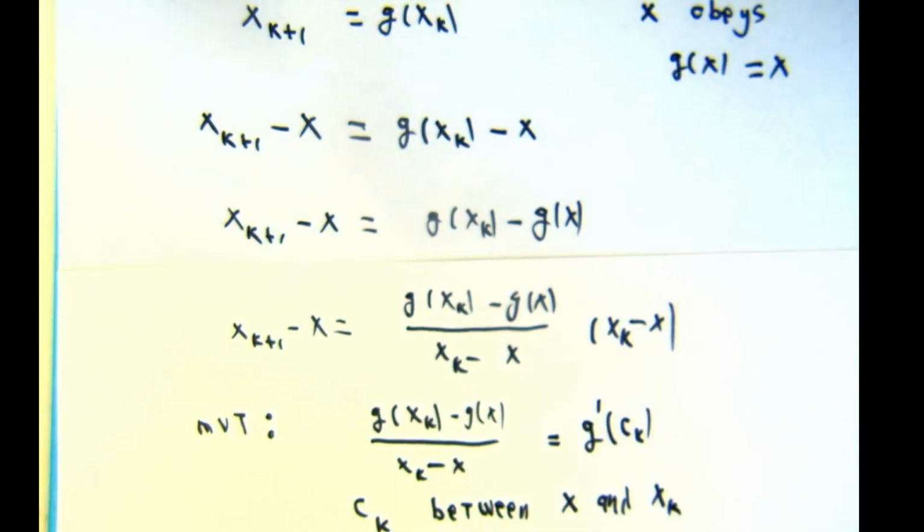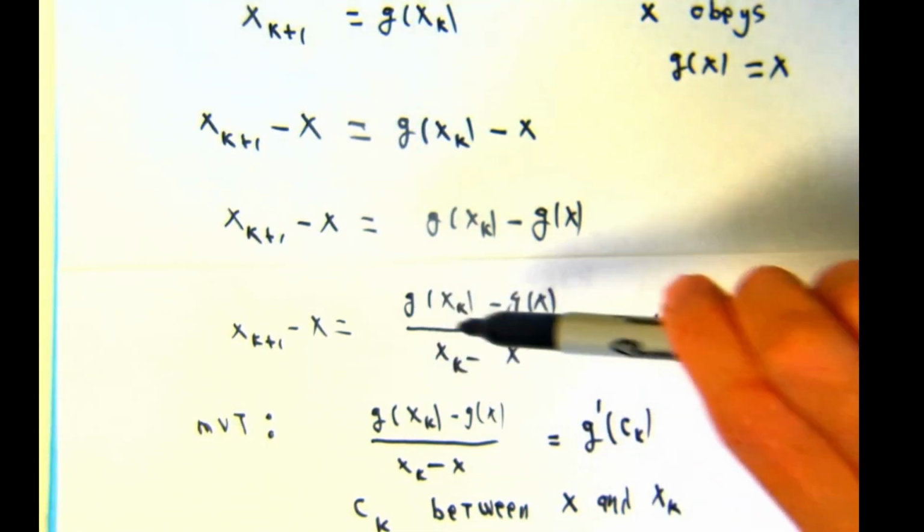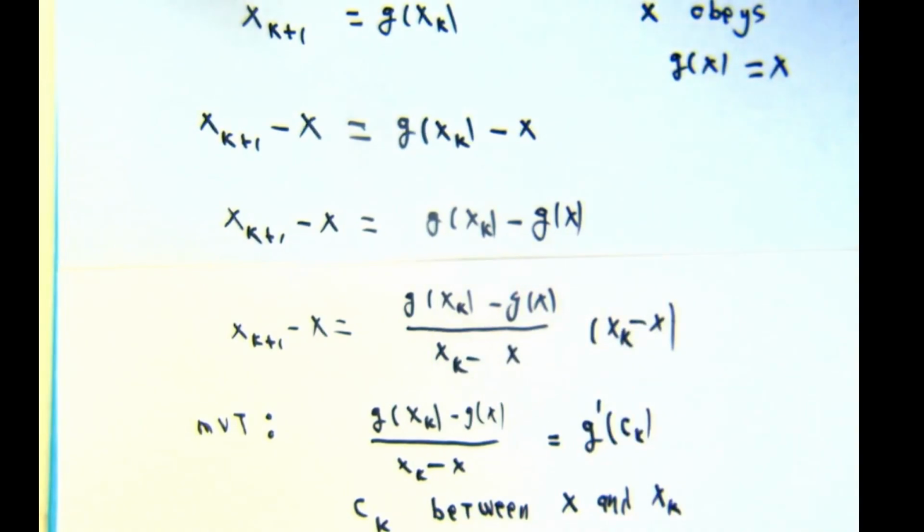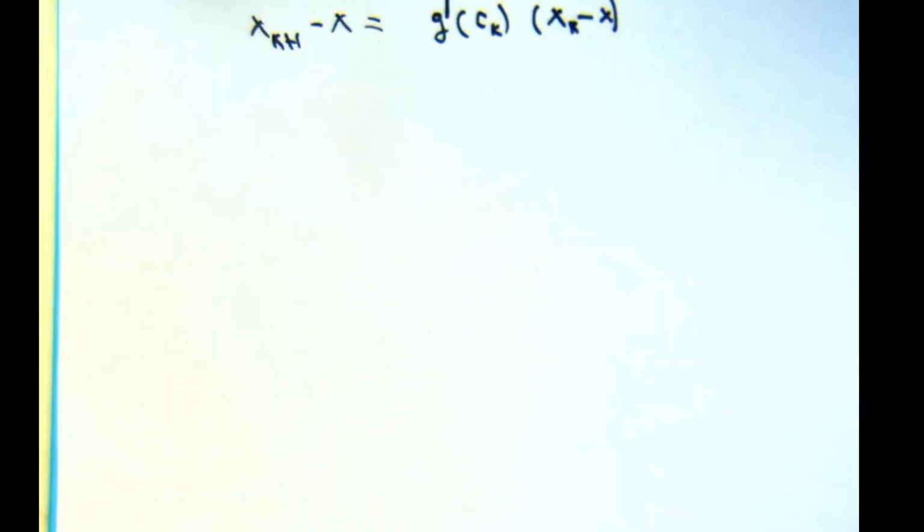But the mean value theorem says the difference of the two g values divided by the difference of the two x values is exactly equal to g prime evaluated at some number ck, which is located between x and xk. I don't know if some of these estimates are bigger than x or smaller than x, so to remove all plus or minus sign confusion, I'm just going to take the absolute value of both sides.